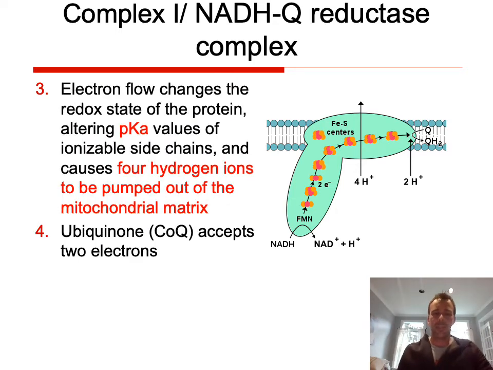Then what happens is you get electron flow changes. Electron flow changes the redox state of the protein, altering the pKa values of ionizable side chains, and ultimately causes 4 hydrogen ions to be pumped out of the mitochondrial matrix. And then ubiquinone, CoQ, accepts 2 electrons.